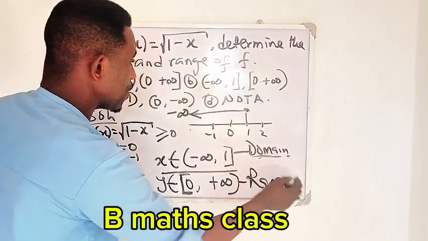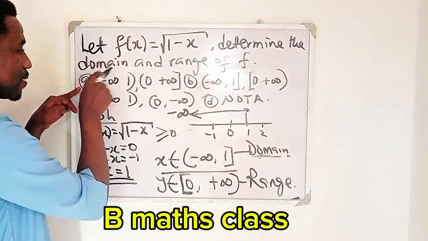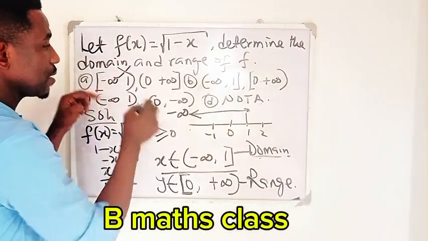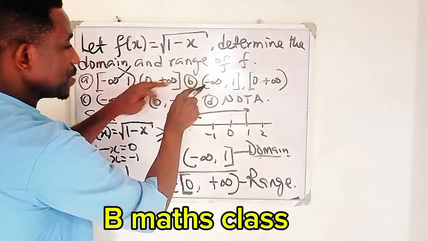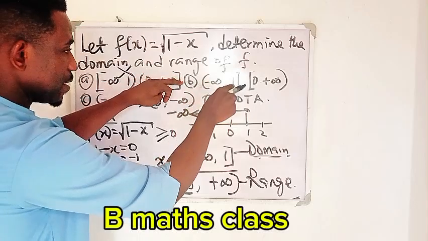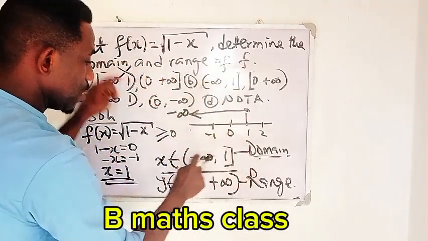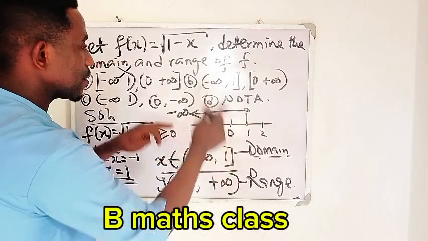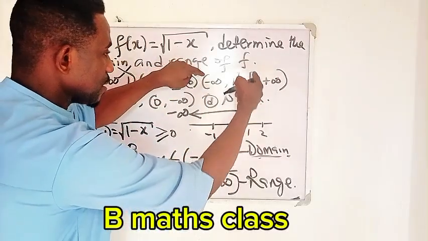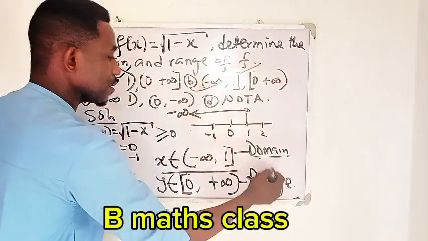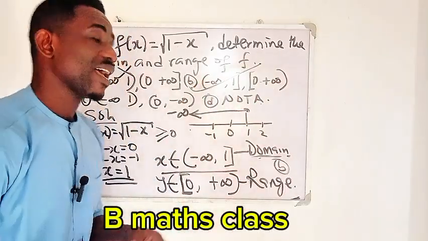So let's go to the options. Option A says close to infinity, which is bad. You can never close infinity. This cannot go. B says domain, open negative infinity, comma 1, close, which is correct. Let's check the range: close 0, positive infinity. Wow. So option B is the correct answer.